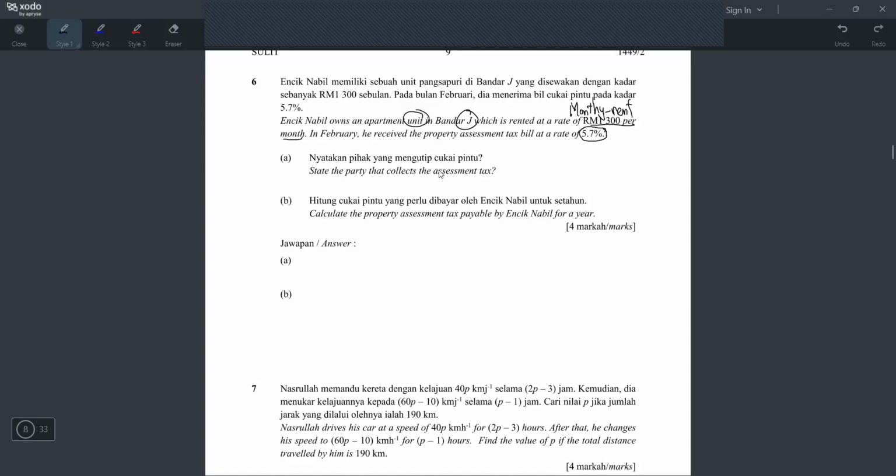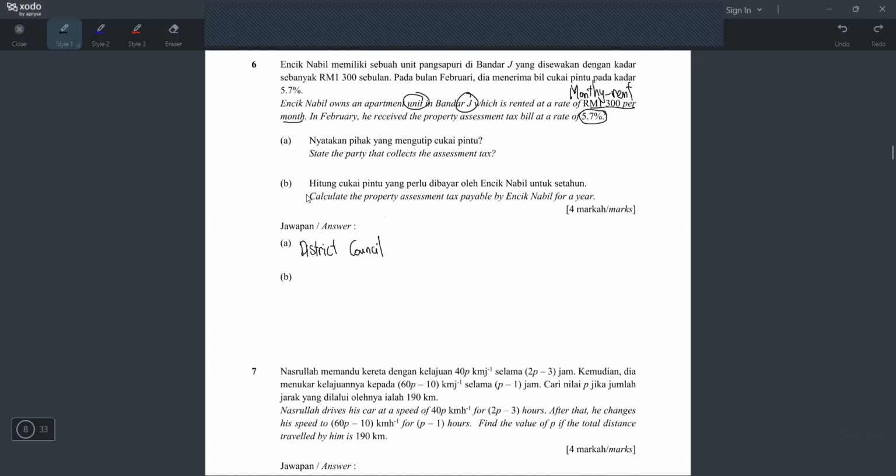So state the party that collects the assessment tax. This one siapa yang collect? District council. Okay, district council is what? Majlis daerah. So if you want to write in bahasa Melayu, then you write majlis daerah. I usually write in English, but you can write majlis daerah also. Okay, that's all. Now we look at B.